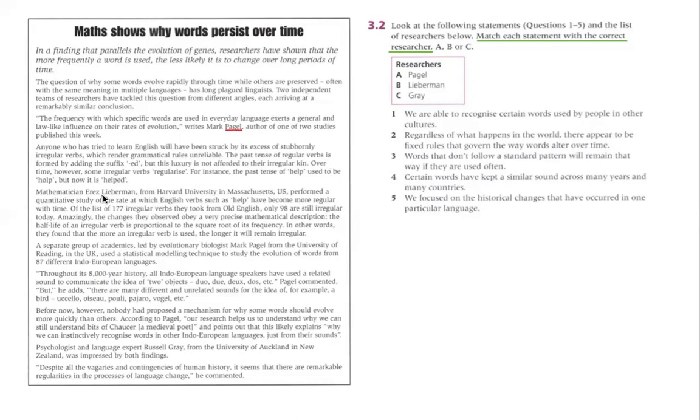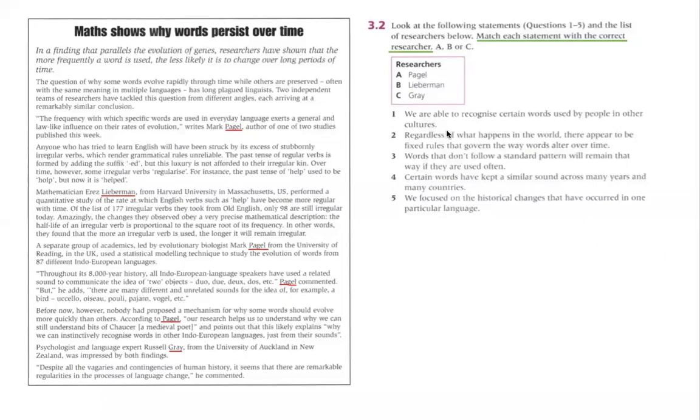Right here, we find the name Lieberman. Again, we have the word Pagel. Here we have Pagel again. Pagel. And here we have Gray. Okay, so these sections of the paragraphs will contain information about these researchers.